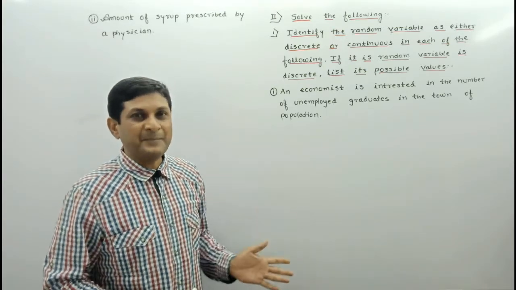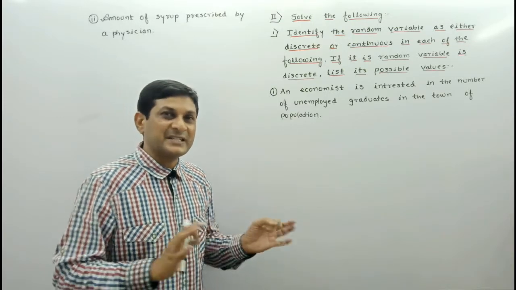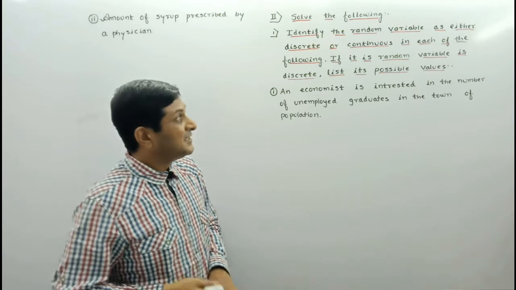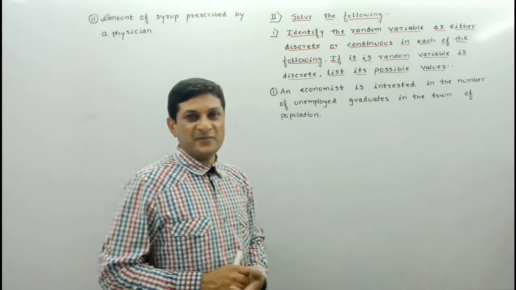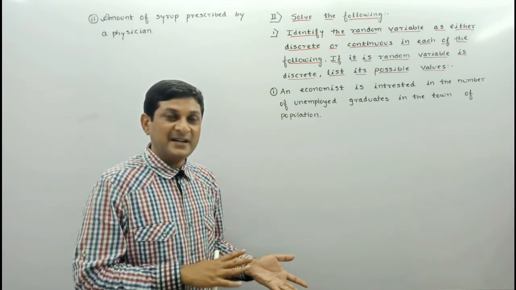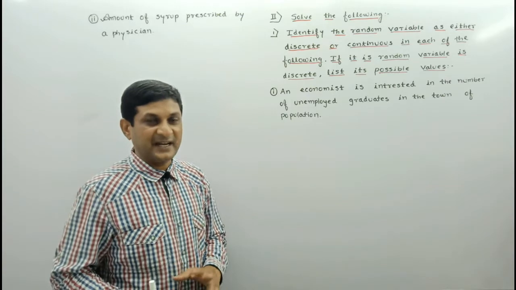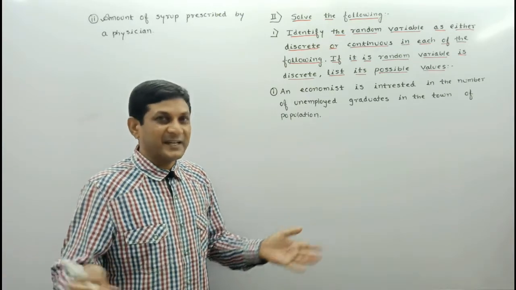Now some examples are given to us, and we have to identify whether the random variable is discrete or continuous. If the random variable is discrete, then list the possible values of x. See the first example. अभी हमें क्या करना है? पहचानना है random variable discrete है या continuous है. अगर countable है तो discrete, अगर measurable है तो फिर इसे हम बोलेंगे continuous.